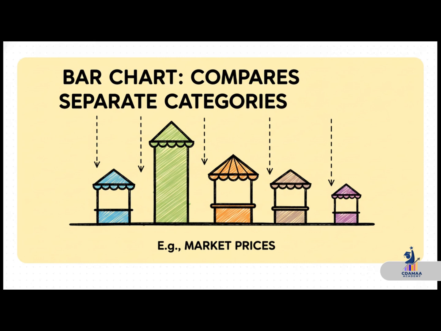Let's start with the basics, the bar chart. Its job is super simple, but it's incredibly powerful. All it does is compare values across different separate categories. Think of it like a lineup. You're just seeing who's tallest. We use it to see things like which market has the highest prices. It's a straight-up comparison of different groups.